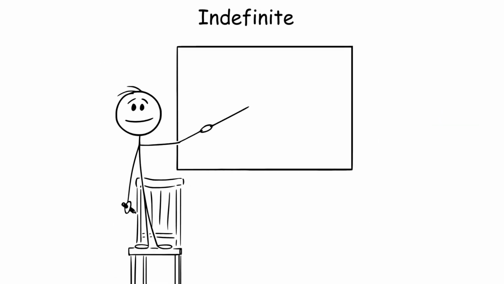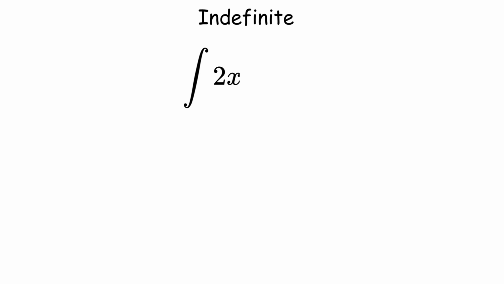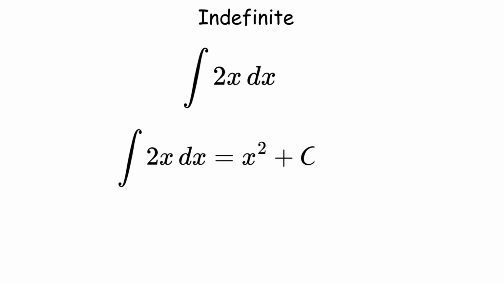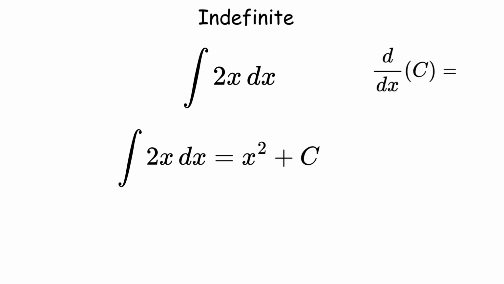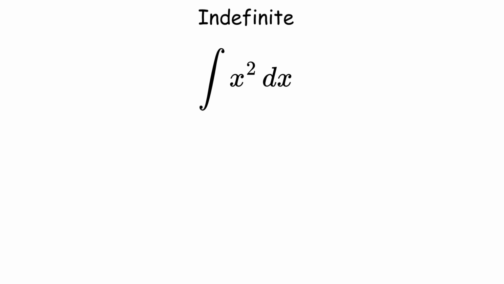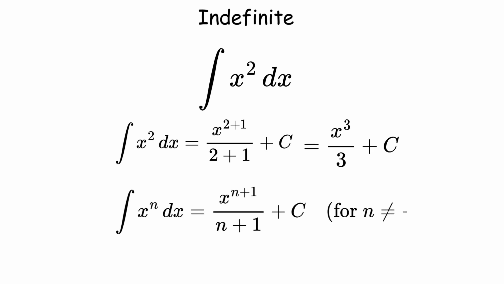Indefinite integral to find the antiderivative of a function, you simply reverse the process of differentiation. So if f of x equals 2x, then the indefinite integral is x squared plus c, where c is the constant of integration, because when you differentiate any constant, it becomes 0. But if the function is more complex we add 1 to the power and divide by the new power. So it turns out that to find the indefinite integral of any polynomial function, you just add 1 to each power and divide by the new power.